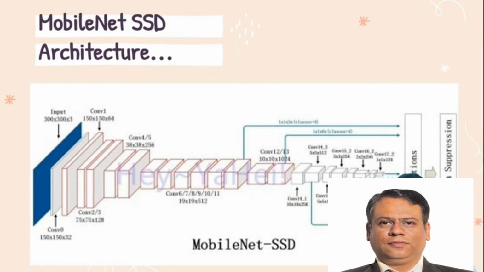So that 3 represents the 3 channels, that is what is meant by RGB. So, RGB channels. Then we have the first convolutional layer, and then the second, each and every convolutional layer with different dimensions, and then we have other layers like pooling and so on. So this is the architecture of MobileNet SSD.